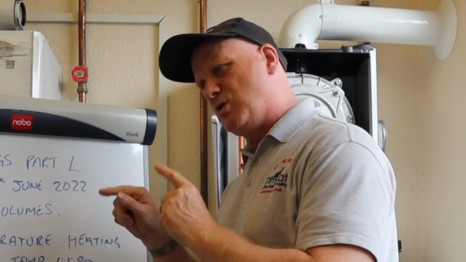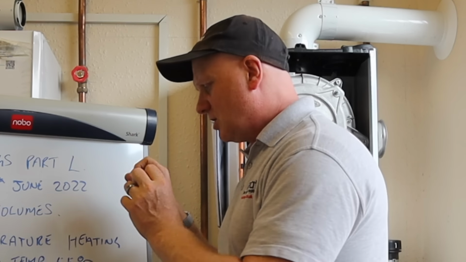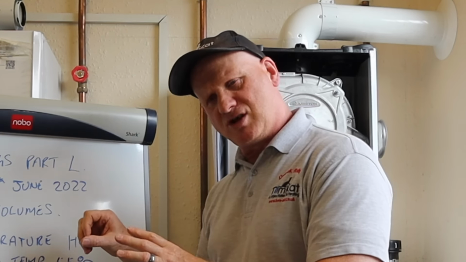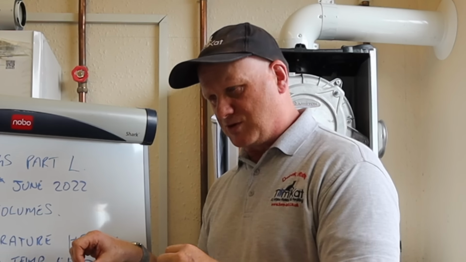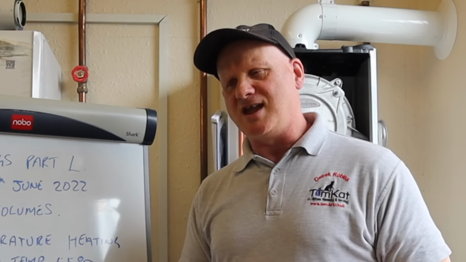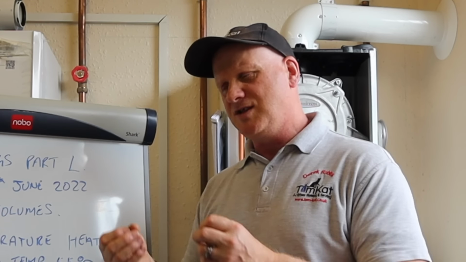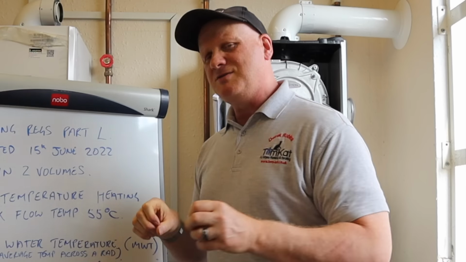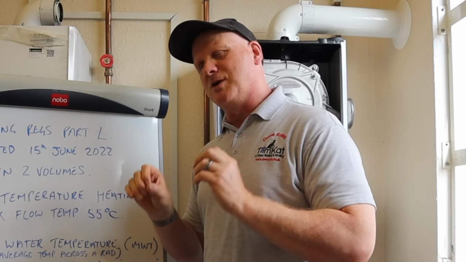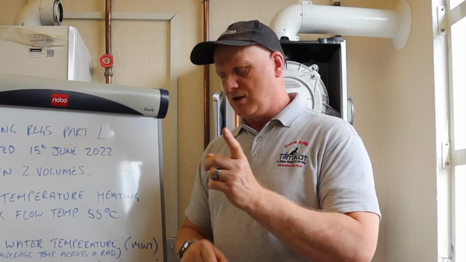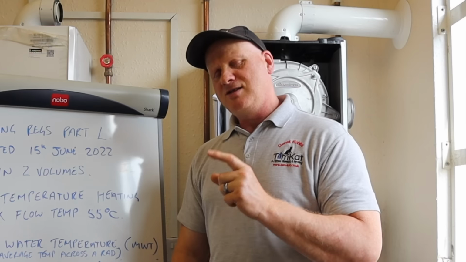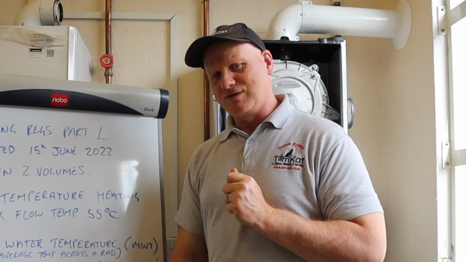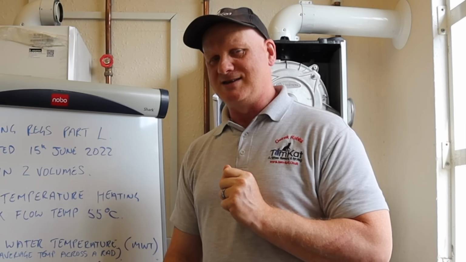If you can lower your room temperature and lower your radiator temperature by your flow temperature, then you're going to save money, you're going to save energy, and you're going to save this planet with your CO2. But you need to take all these into account. Also, lowering your flow temperature is going to take a lot longer to heat your house. You've got to bear that in mind.